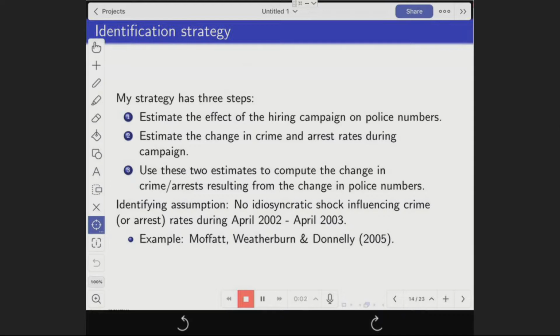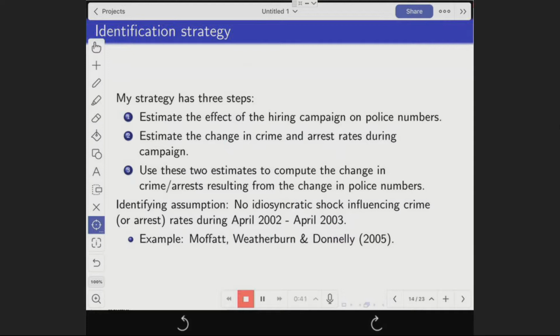Okay, so what's the model? How are we going to do this? We do it in 3 steps. In step 1, we estimate the effect of the hiring campaign on police numbers. In step 2, we estimate the change in crime and arrest rates during the hiring campaign. In step 3, we combine the 2 estimates to get the effect of police numbers on crime and arrests. Now, as always, there's an identifying assumption. What is it? The best way to read this is that there's no factor that varies both over time and between LACs that affects crime or arrests during this year.